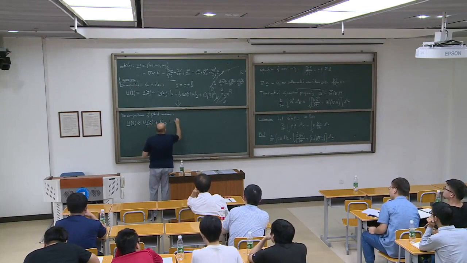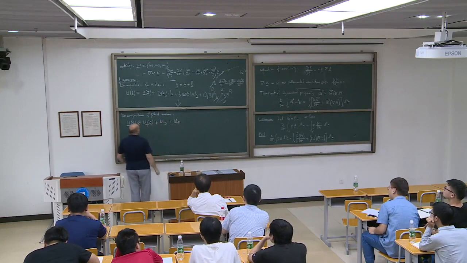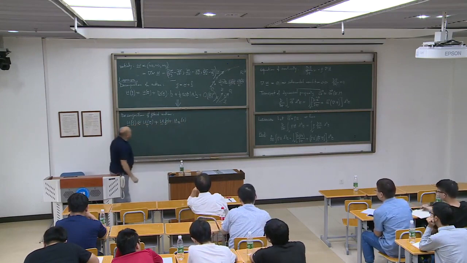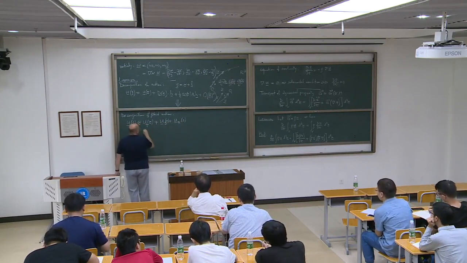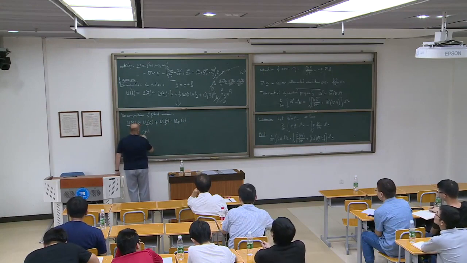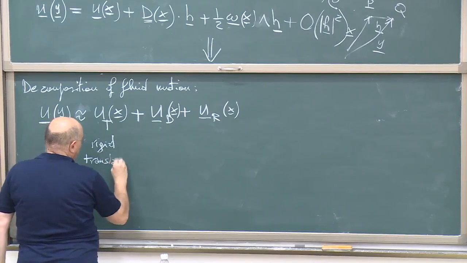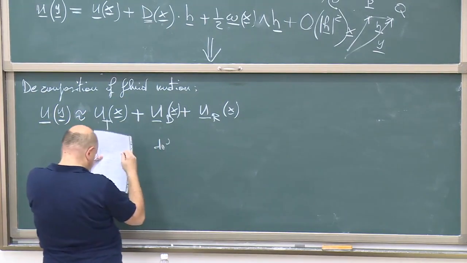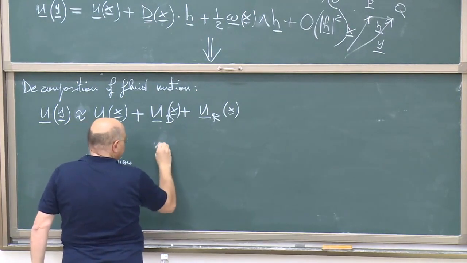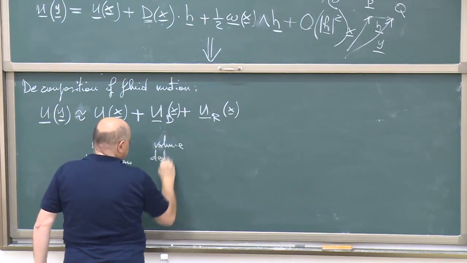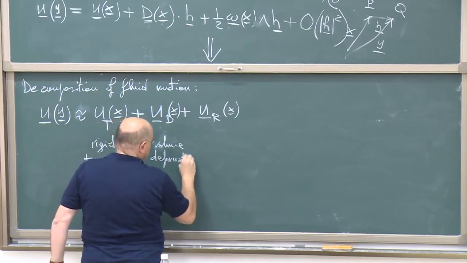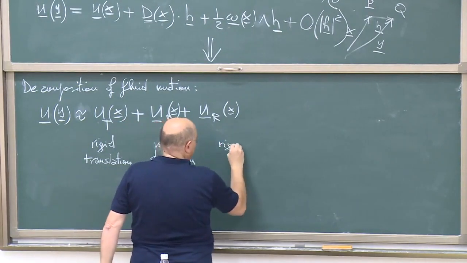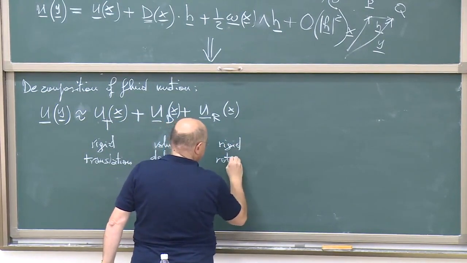plus, I have a UR, okay? So, sorry, everything at x, or close to. So, rigid translation. Deformation or distortion, let's say volume deformation. And this is a rigid rotation of the volume.